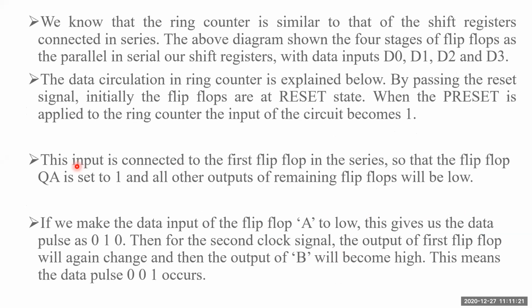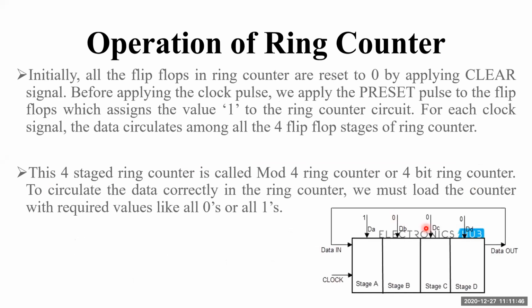Whenever the preset is applied to the ring counter, the input of the circuit becomes 1. This input is connected to the first flip-flop, which is connected in series, so that the output QA of the first flip-flop is set to 1, and all the other remaining outputs will be low only. Low means all the outputs of the other remaining flip-flops will be 0 itself. The counting has not yet started.